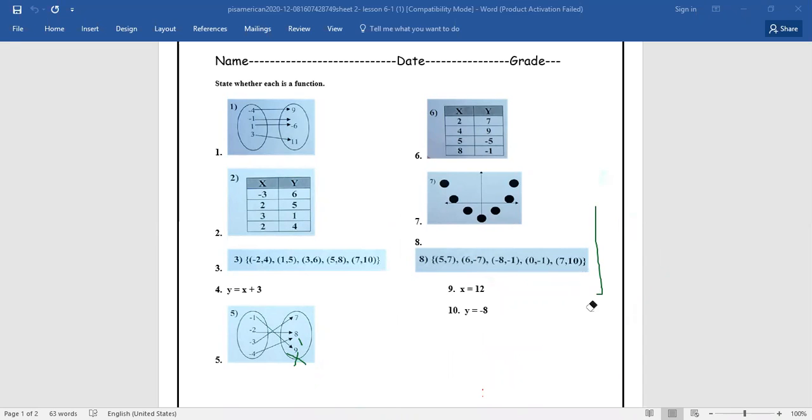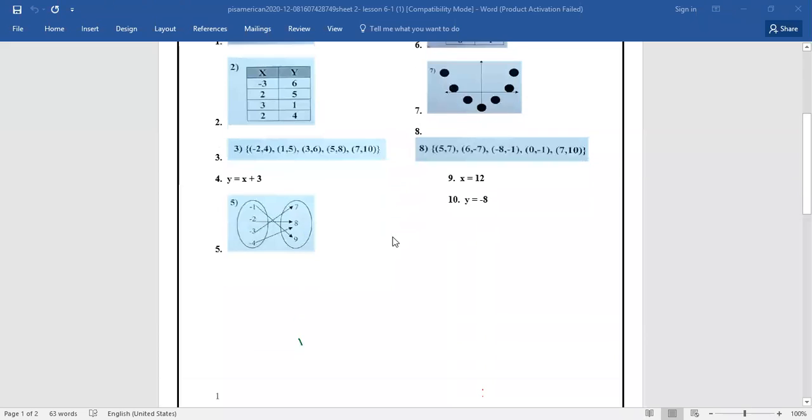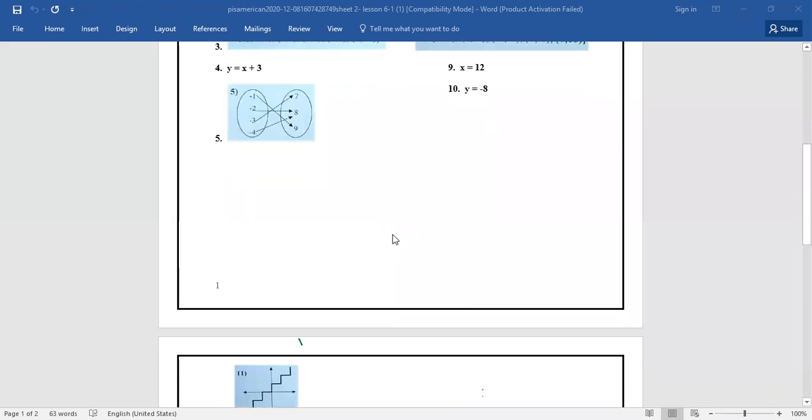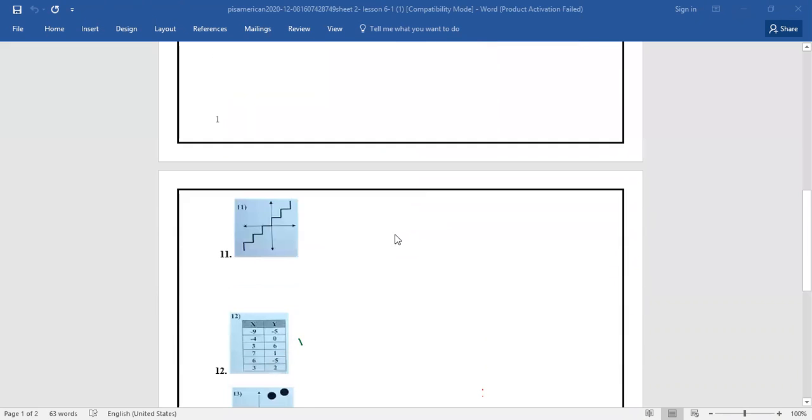Then please try to remember this rule. X equals something will not be a function. Y equals something will be a function, because in this case it will be parallel with the x-axis, and it will intersect the vertical line test at only one point.